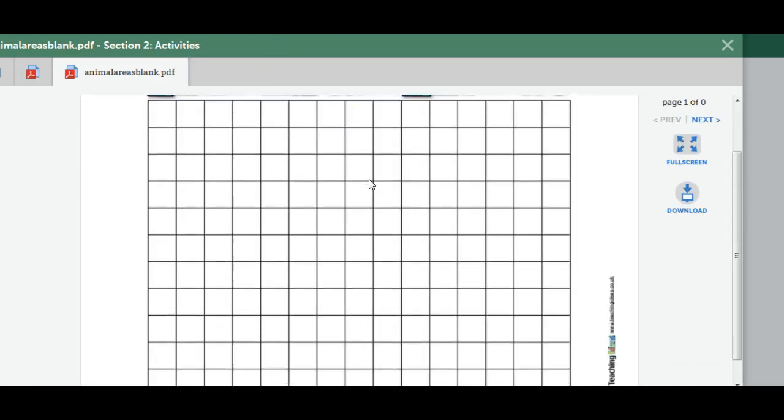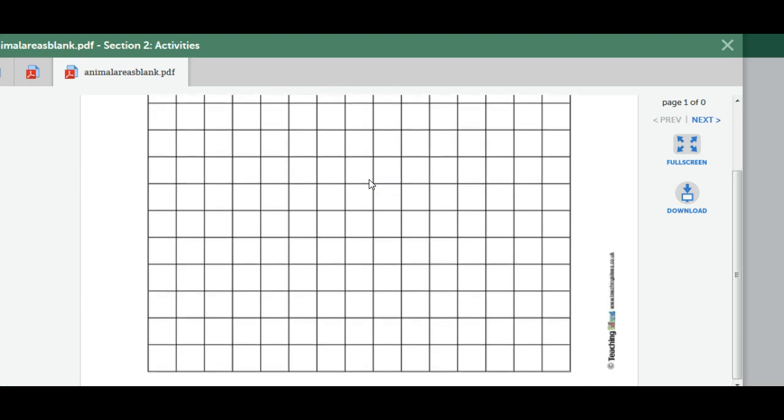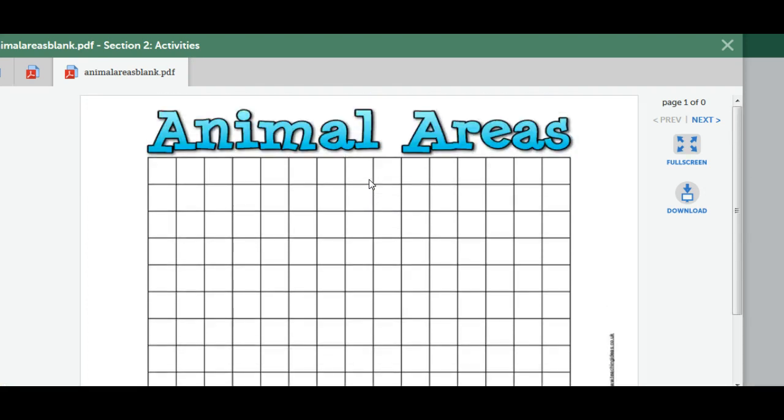And the second day, they'll be able to create their own animal and then determine the perimeter of that animal.